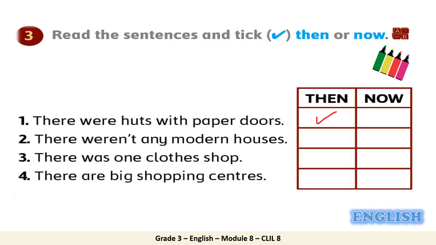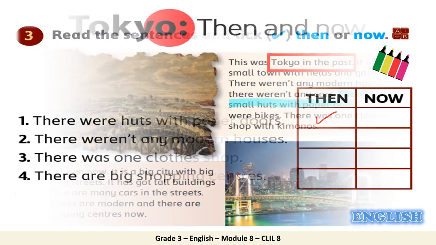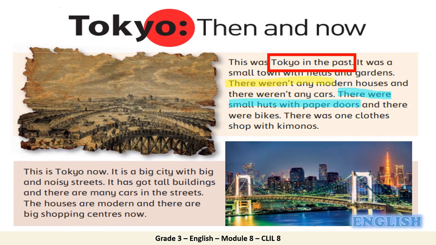Let's do number 2 together. There weren't any modern houses. Is it then or now? Let's go back to the text to find the answer. There weren't any modern houses. In which part of the text? Is it in the past or now? Super, in the past. So the answer, is it then or now? Brilliant, then.